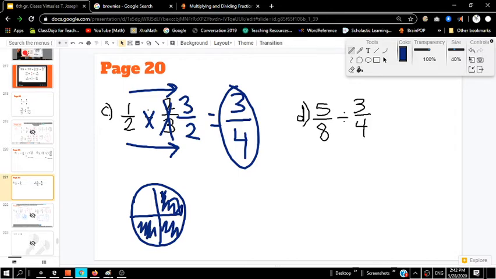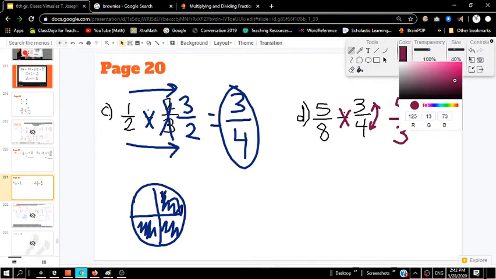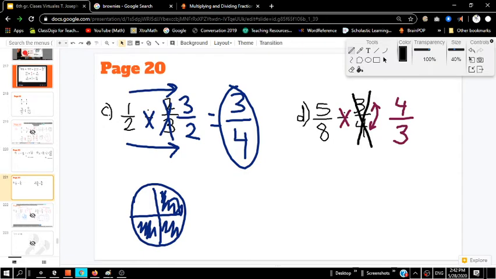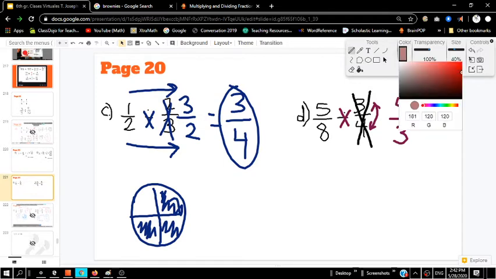All right. What we're going to do for the next one is the same procedure that we've been doing over the past couple of problems. We're going to multiply by the reciprocal. In other words, flip this. Now it becomes 4/3. I'm just going to cross off that fraction so we're not distracted. Now we have 5 times 4 over 8 times 3. Can we simplify any of these fractions?